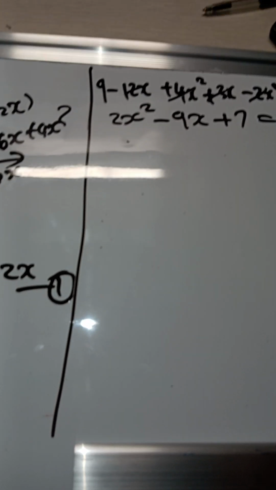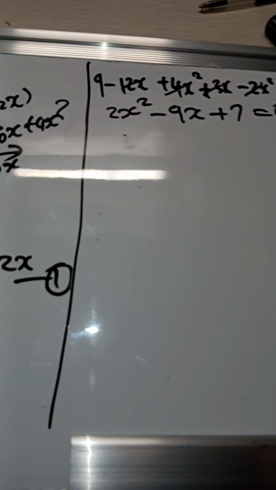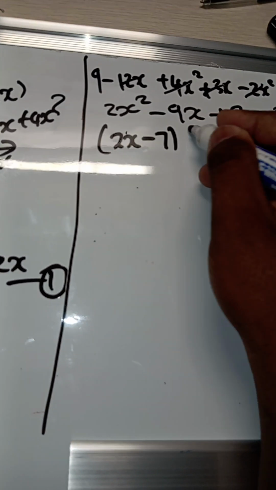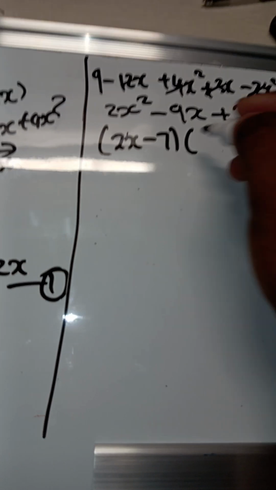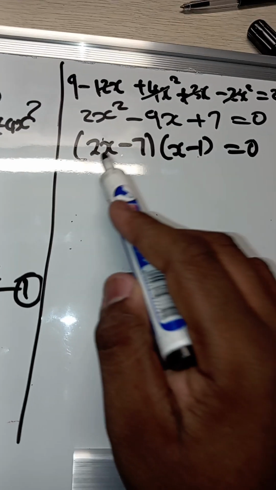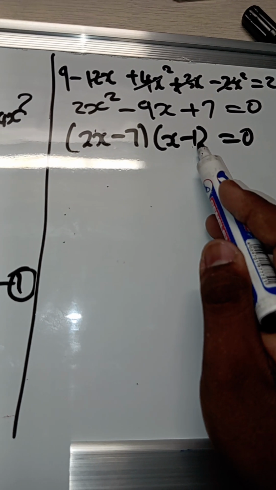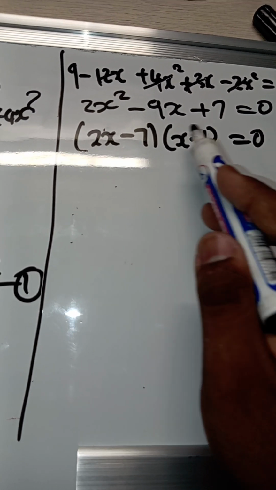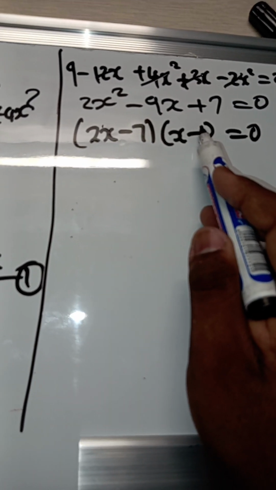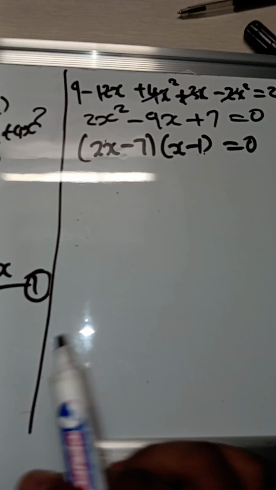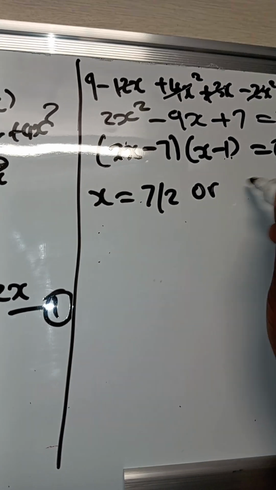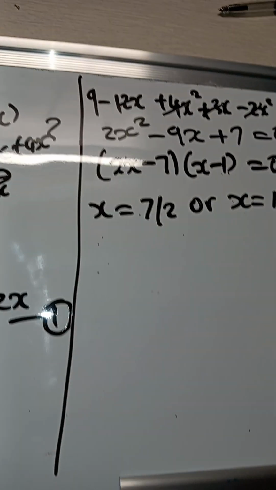When we factorize this, we are going to get (2x minus 7) and then (x minus 1). Let's verify. 2x squared minus 2x and then minus 7x. Negative and negative is a positive, then I get positive 7. Can you see it? Then I just have my answer there. So it means that x equals 7 over 2 or x equals 1.